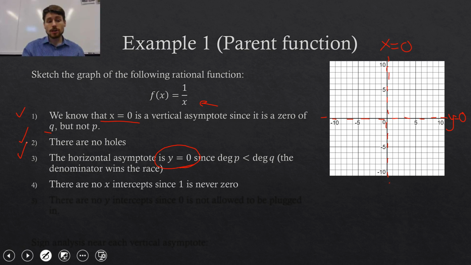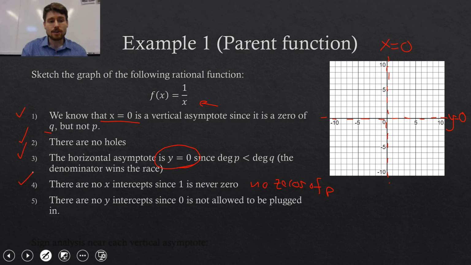Okay, there are no x-intercepts for 1 over x because 1, the numerator, is never 0. So there's no zeros of p. Since there's no x-intercepts, we have none to sketch, so we're going to just move on to the next thing.